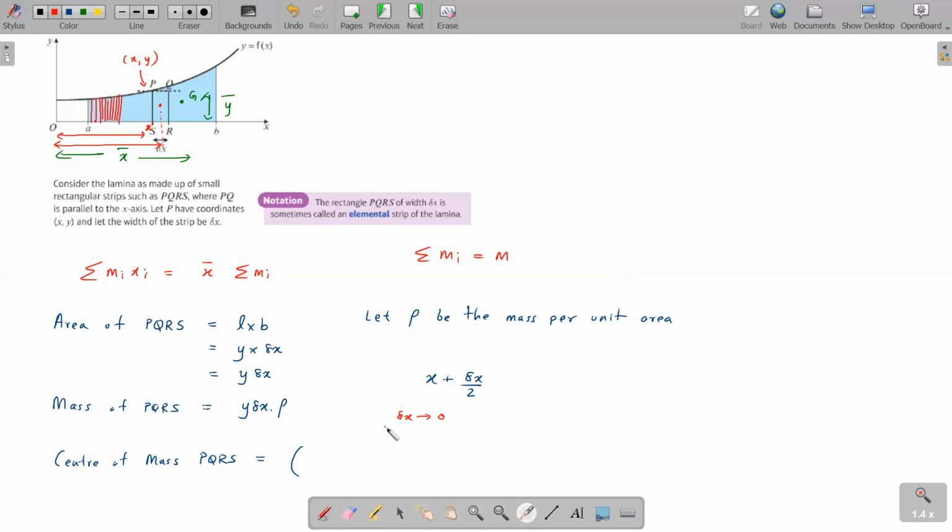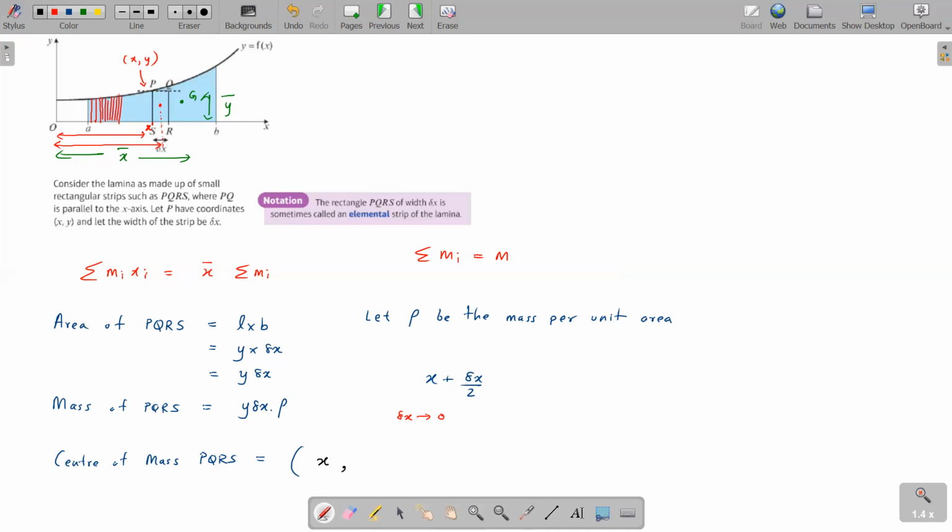No, right? I think you guys can see our whole point here is we try to make our delta x as small as possible, as close as possible to 0, so to make this a really tiny rectangle. Therefore, the center of mass x coordinate is going to be x. This is what you need to understand. The center of mass x coordinate is going to be x.